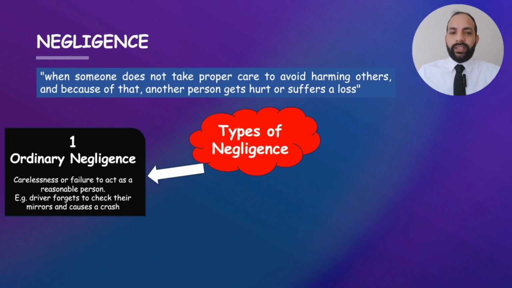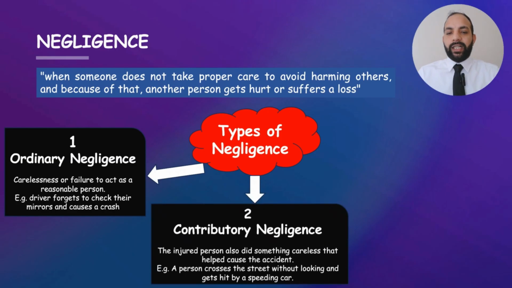The first is ordinary negligence, carelessness or a failure to act as a reasonable person. A driver forgot to check their mirror and caused a crash. That is the first type, an ordinary, simple type of negligence.